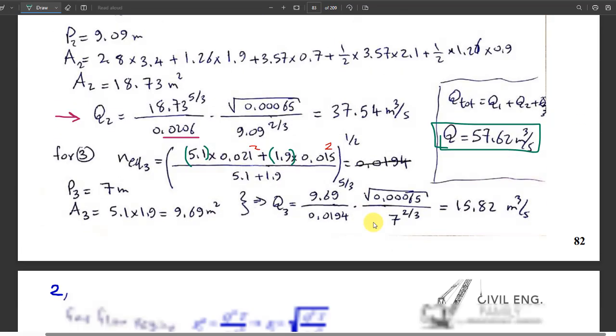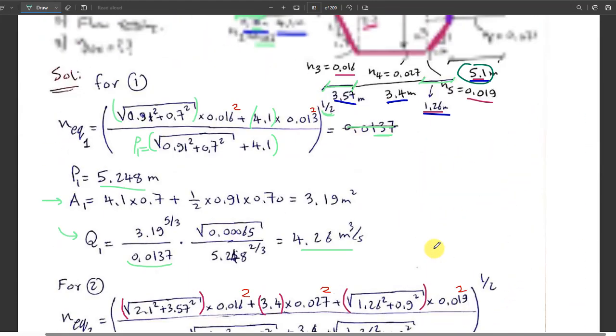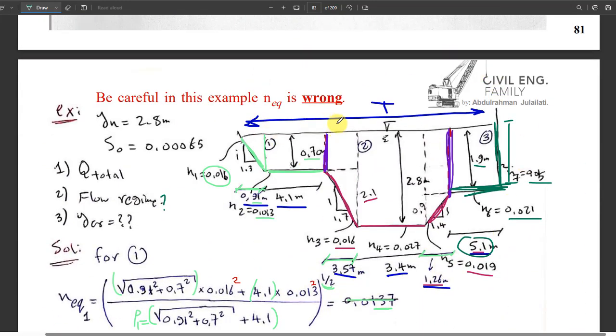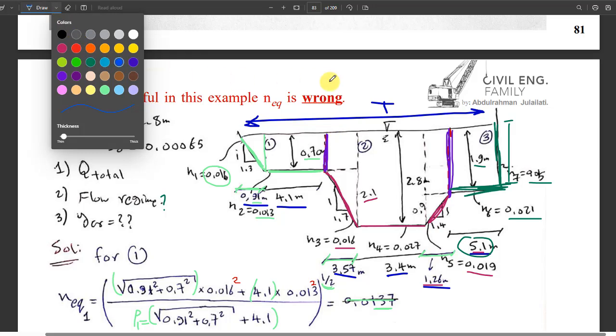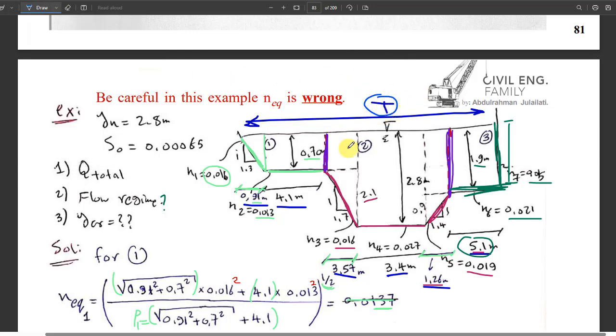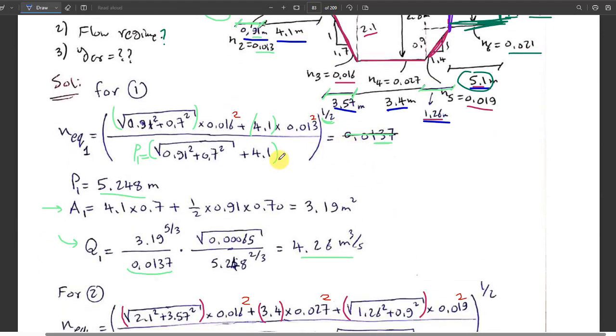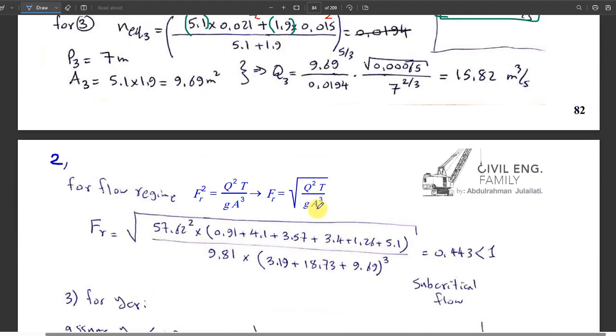Be careful, you should deal with the whole section. If we deal with the whole section, we need T for the Froude number. Therefore, I should take the summation of all these. That's why I've put the blue: 0.91 plus 4.1 plus 3.57 plus 3.4 plus 1.26 plus 5.1, and that's it. That will make this T. In addition, how can I get the area? Because here it says area cubed.